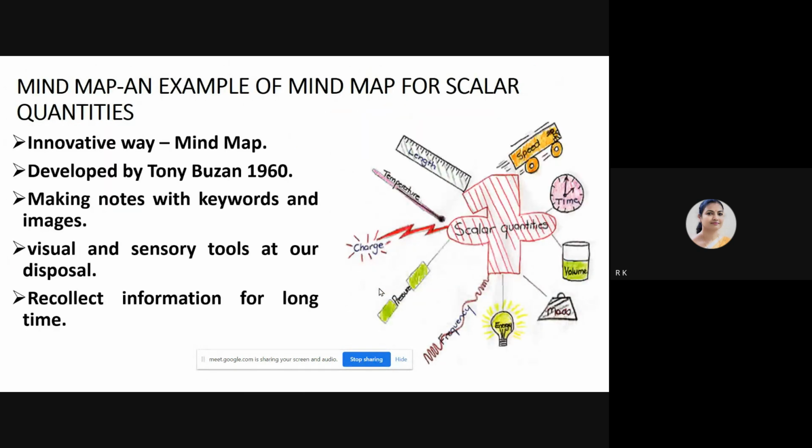I actually wanted to discuss with you, my dear faculty members, one more important method, which is called a mind map. I've just given you an example here for the mind map with these scalar quantities. This is a very innovative way, which most of us forget to use because we are rushing through our portions. Portions also need to be completed.